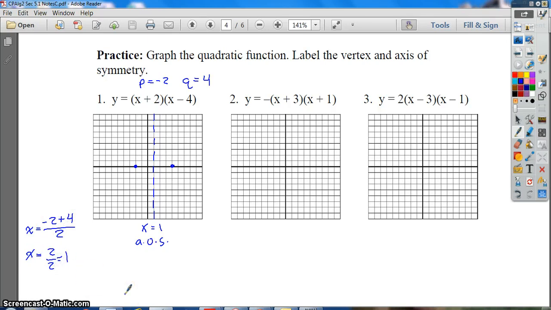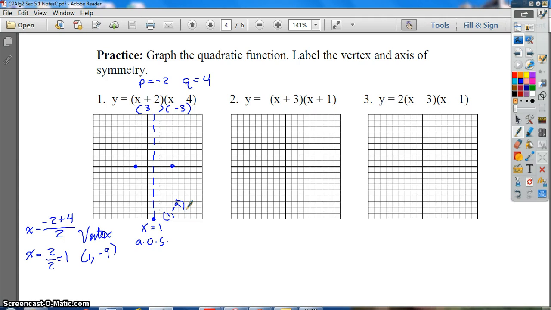That's what we had. So let's go after our vertex. We have the x-coordinate already, 1. Plug 1 in. So this will be 3 times negative 3 when you plug 1 in. So that would be negative 9. So we're down here. That's my vertex, (1, negative 9).